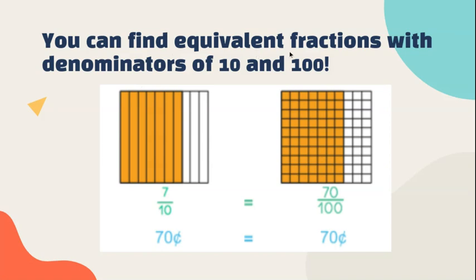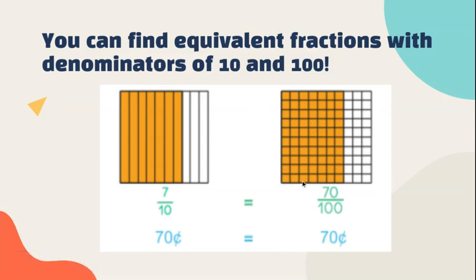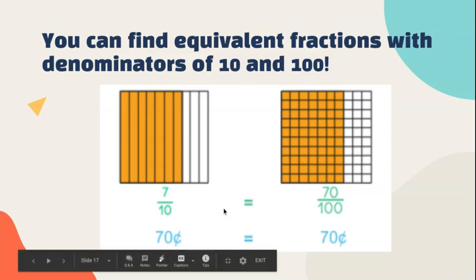You can find equivalent fractions with denominators of 10 and 100. Same thing: broken up into 10 groups, 7 are shaded, that equals 7/10. And then this square, broken up into 100, the same 7 are shaded, but instead of 7, it is now 70 because it is broken up into hundredths. That is equivalent to 70 cents.